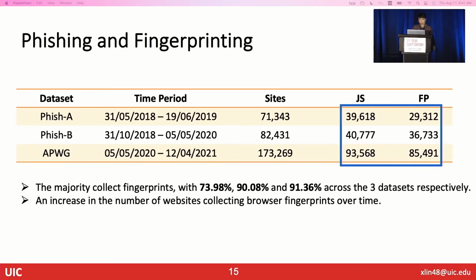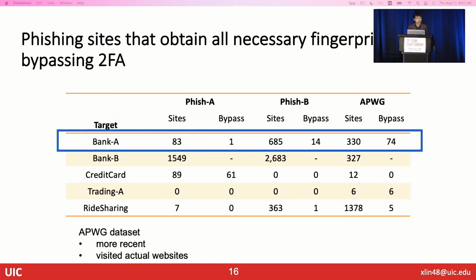Here are the results. We found that the majority of phishing websites that are running JavaScript are also collecting browser fingerprints. And this number is increasing over time. We then look at the phishing websites that target the vulnerable websites we identified. We found that the number of phishing websites that target Bank A and collect all necessary fingerprints to bypass 2FA is increasing, which means more and more websites that try to steal user credentials on Bank A are capable of bypassing the bank's 2FA.